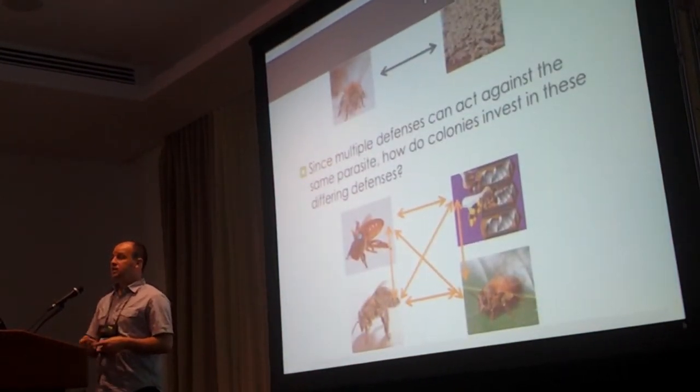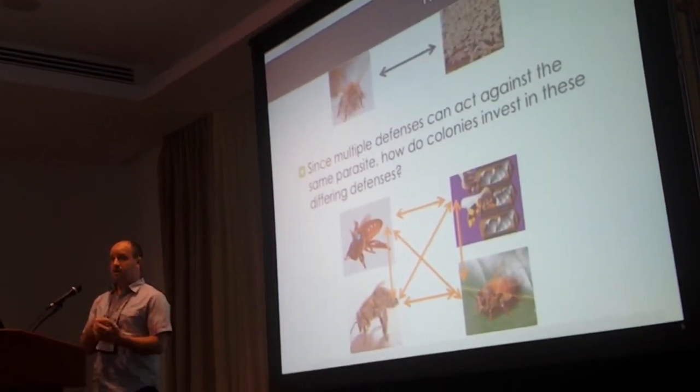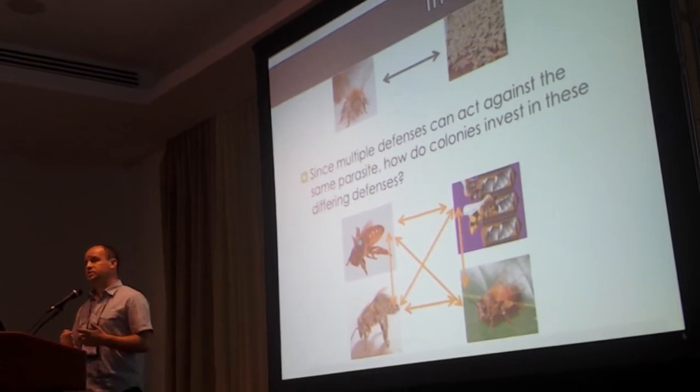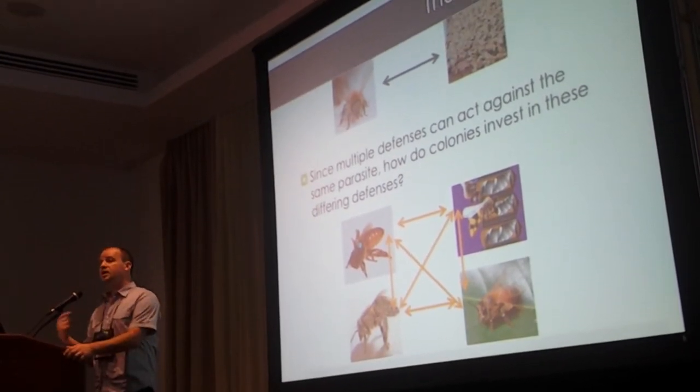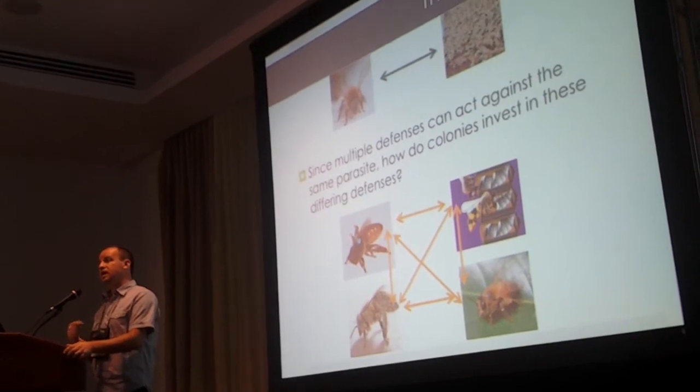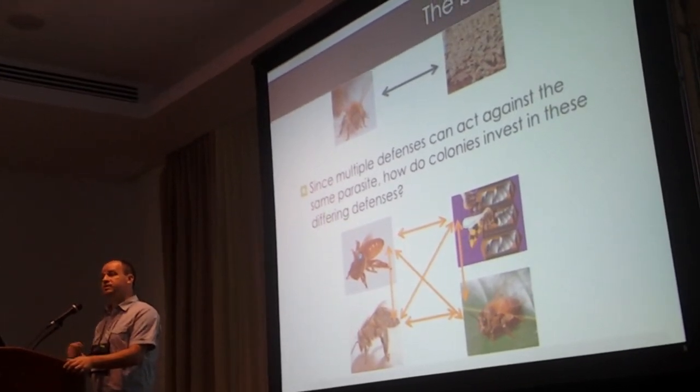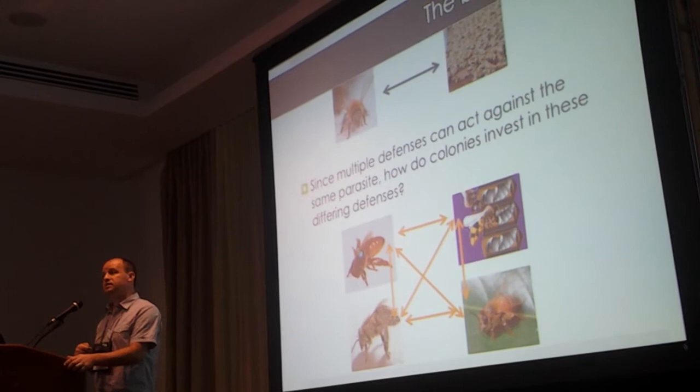So the big question here that I'm tackling, and it's a pretty big question, is since honeybees have multiple defenses, and they use multiple defenses, and a lot of these defenses can be active against the same parasites, how do they invest in these defenses?